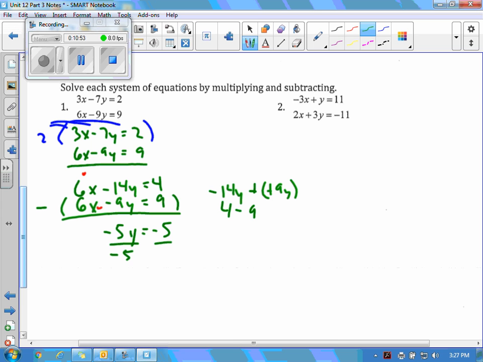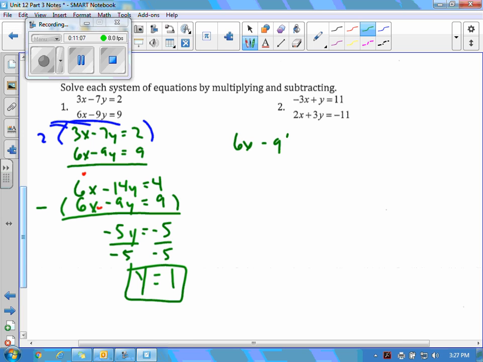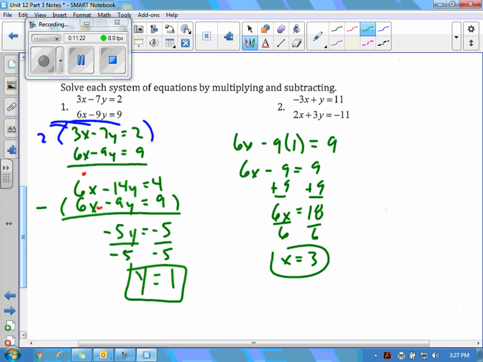Then I can divide both sides by negative 5, and I've solved for y. y equals 1. My last step is to plug the y into either equation so that I can solve. I'll do the second equation, 6x minus 9 times 1 equals 9. So 6x minus 9 equals 9. Add 9 to both sides. 6x equals 18. Divided by 6, x equals 3. Again, it's a system, so my answer is an ordered pair, 3, 1.